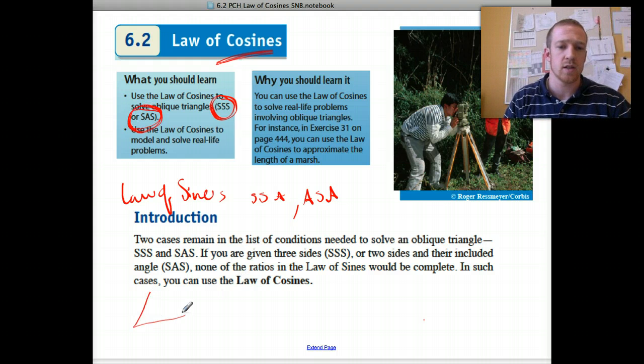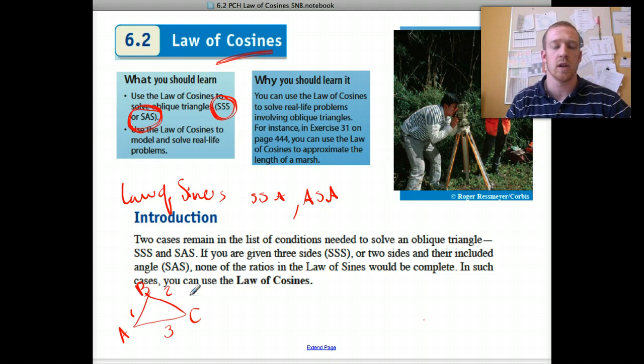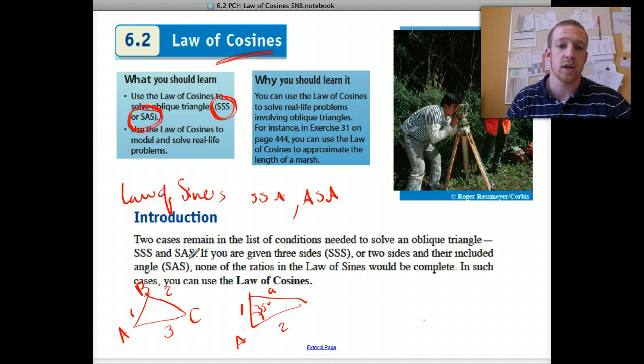So for the side, let's say this is our triangle, clearly we can't use the law of sines because there's no A or B, right? We don't know what any of our angles are, so there's no way to use the law of sines because you need to know at least one of the angles. And then for the side angle side, let's say we know this, and we know this angle. Well, we don't know the opposite side, so we can't do sine A over A or sine B over B or whatever because we don't have the opposite side. So law of cosines is for these two cases.